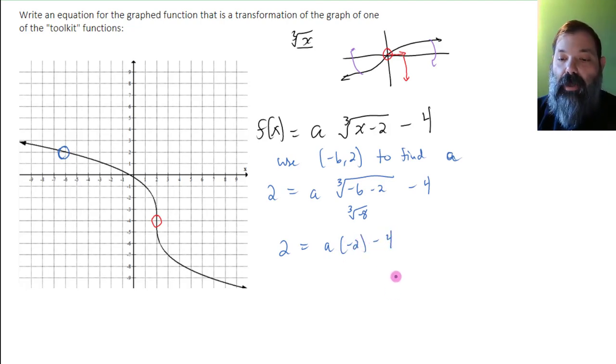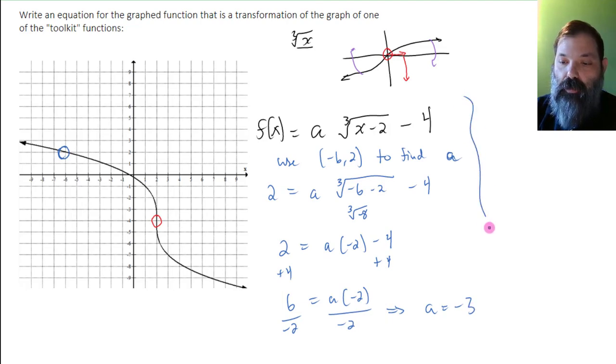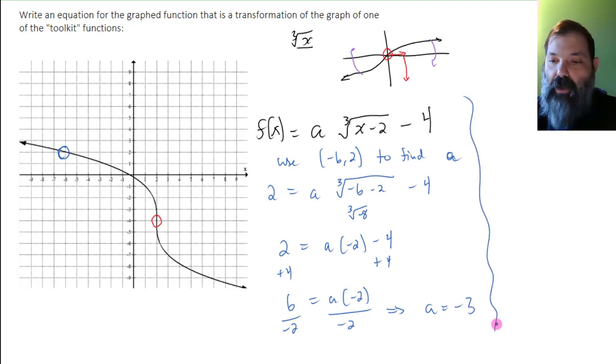And now just solve for a. I'll add 4 to both sides. So 6 is equal to a times -2. And I'll divide by -2. 6 divided by -2, then a is -3. So putting that all together, revising the model, my function is -3 times the cube root of x minus 2, subtract 4.